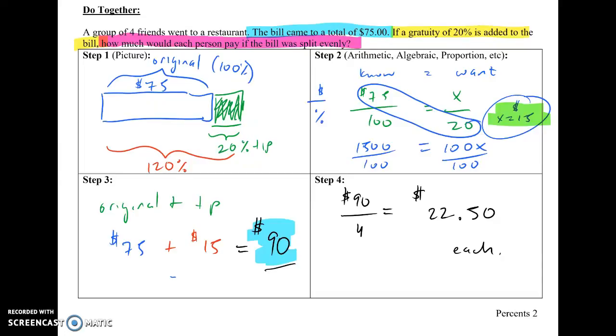All right, if it said, for example, Michael and 2 friends, that would be 3 people at the table. Michael and 5 friends, that would be 6 people at the table. A group of 4 friends is 4 friends.